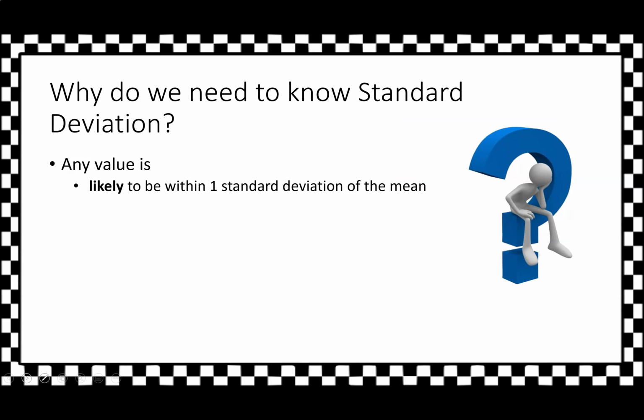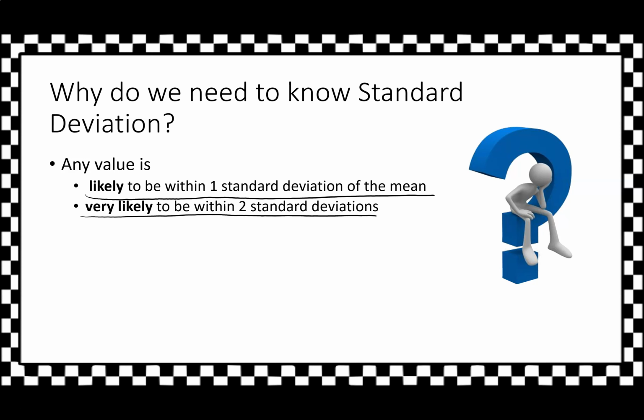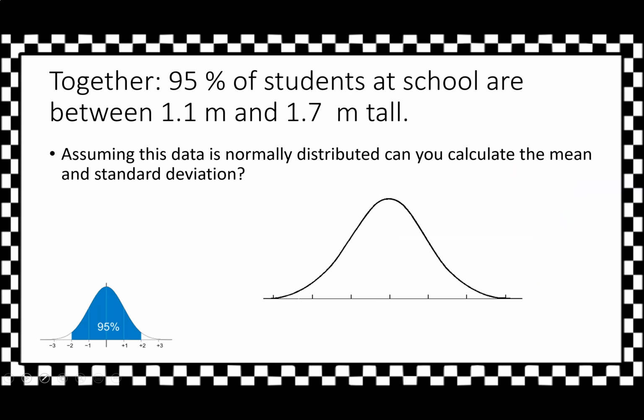Why do we need to know standard deviation? Well, it helps us figure out how likely it is to be within 1 standard deviation of the mean. It tells us that we are very likely to be within 2 standard deviations of the mean, and we can say with 99.7% certainty that we're within 3 standard deviations of the mean. So let's actually do a problem. I think this is going to really help you put everything together.